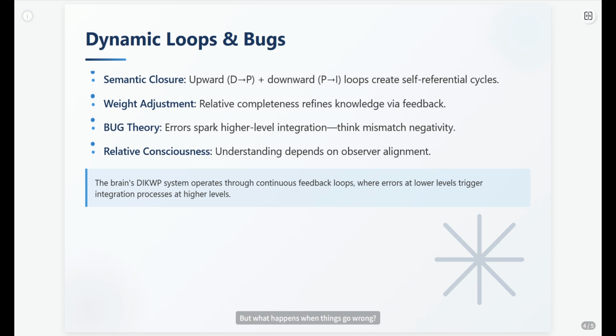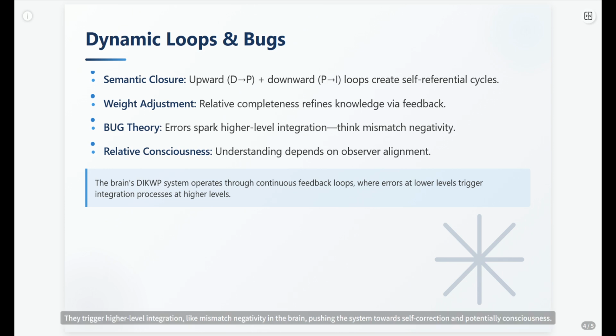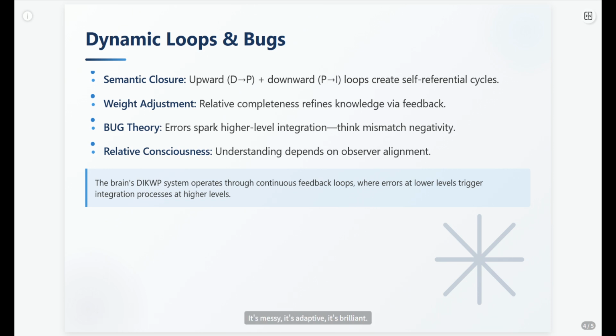But what happens when things go wrong? Enter the bug theory. Errors aren't failures, they're catalysts. They trigger higher-level integration, like mismatch negativity in the brain, pushing the system towards self-correction and potentially consciousness. And don't forget relative consciousness. Understanding isn't absolute. It depends on how well our cognitive frameworks align. It's messy, it's adaptive, it's brilliant.